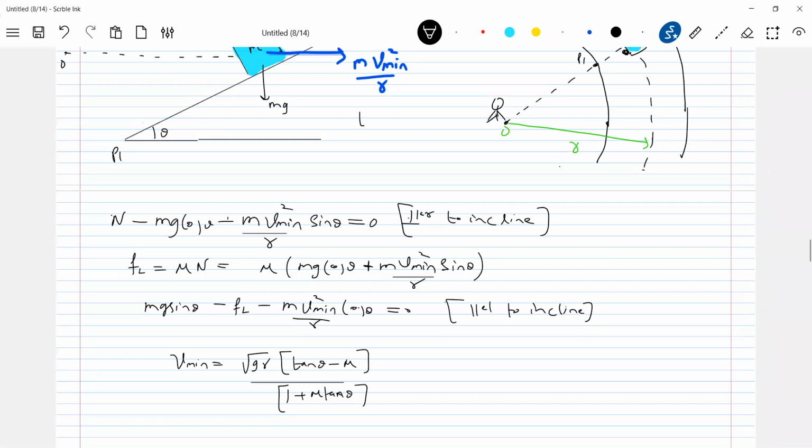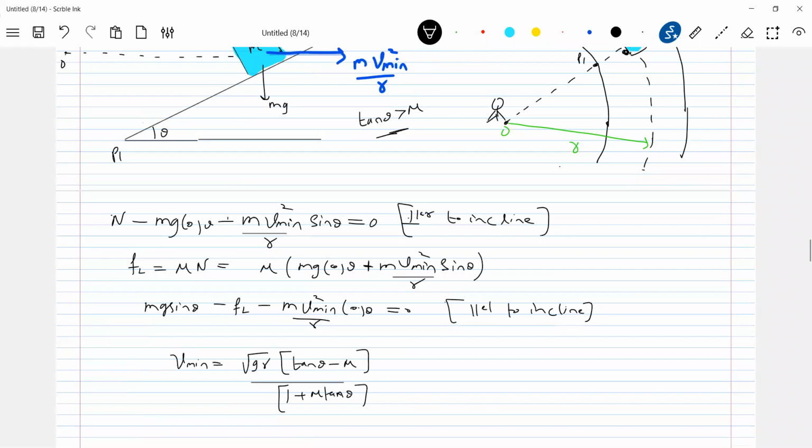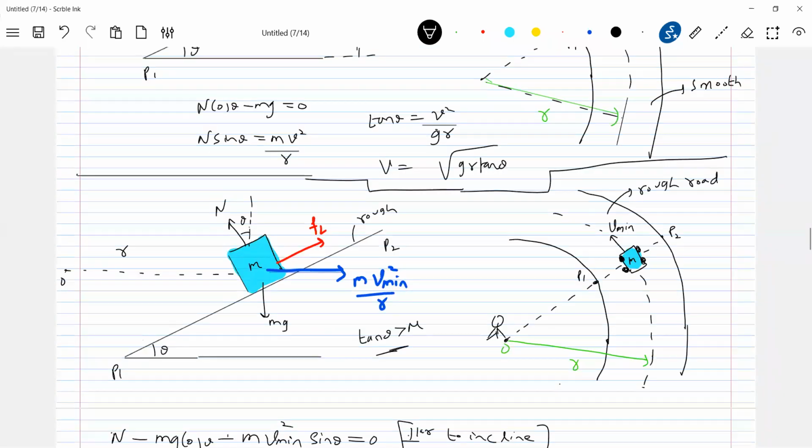Here I'm putting a condition, tan theta greater than mu. If the particular vehicle comes to rest on the inclined plane, it's going to slide. So therefore, what happens? I'm going to move with a minimum speed. What is that minimum speed for it to be in circular path? I'm putting this much. So maximum speed. Tell me, at maximum speed what will happen? The friction will act down the incline.